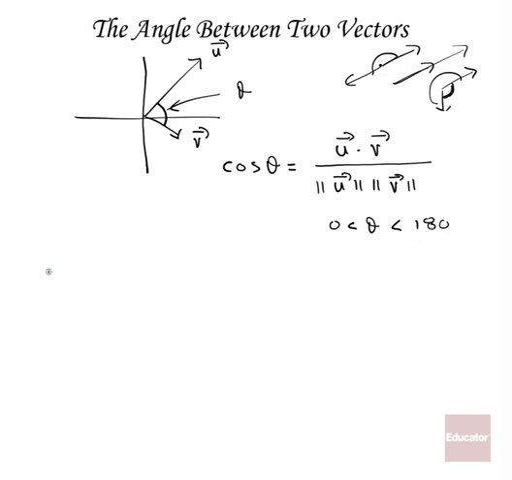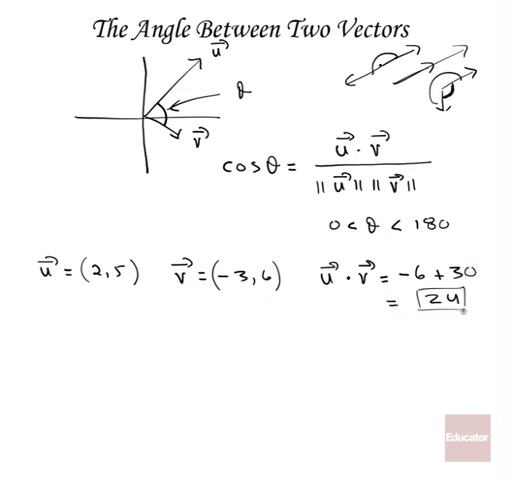So let's do an example. If we have u equal to, let's say, 2, 5, and v equal to negative 3, 6, well, let's do the dot product, u dot v, and you remember it's the product of the x values plus the product of the y values down the line. So 2 times negative 3, negative 6, plus 5 times 6, plus 30. Negative 6 plus 30 equals 24. So that's our dot product. That's going to be our numerator.